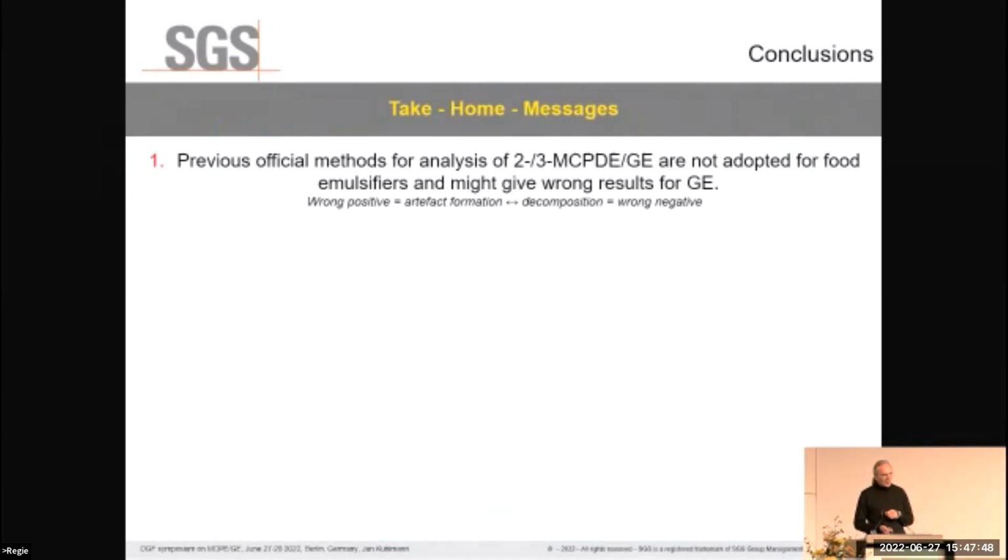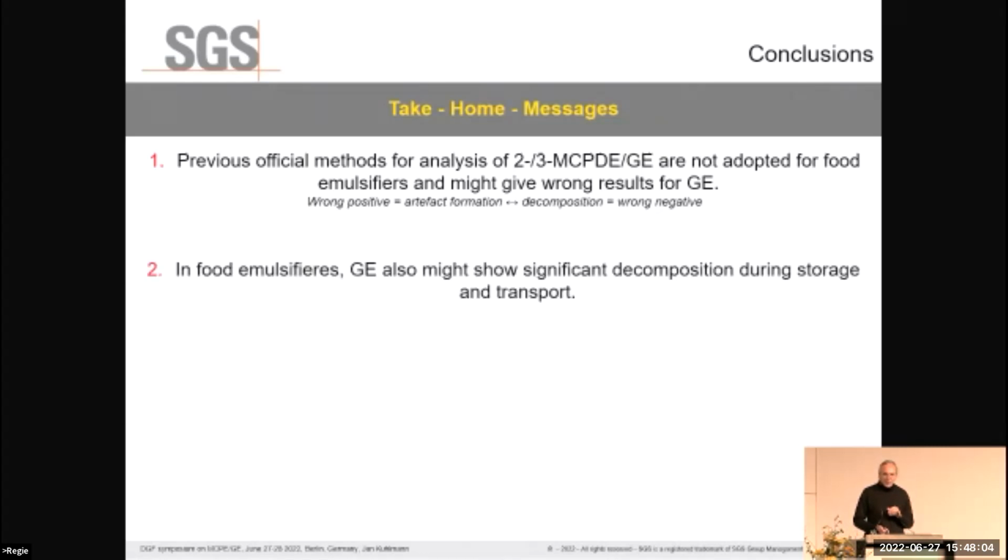The take-home messages. The previous official methods for analysis of MCPD E and GE are not adopted for food emulsifiers and might give wrong results for GE, wrong positive due to artifact formation, or wrong negative due to decomposition by sample melting. This decomposition of GE also might take place during storage and transport, and you have to consider this if you doubt the results of your lab of choice.